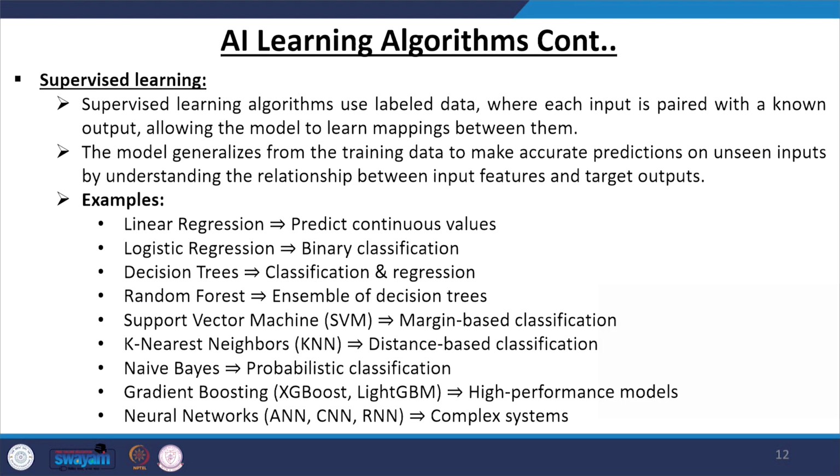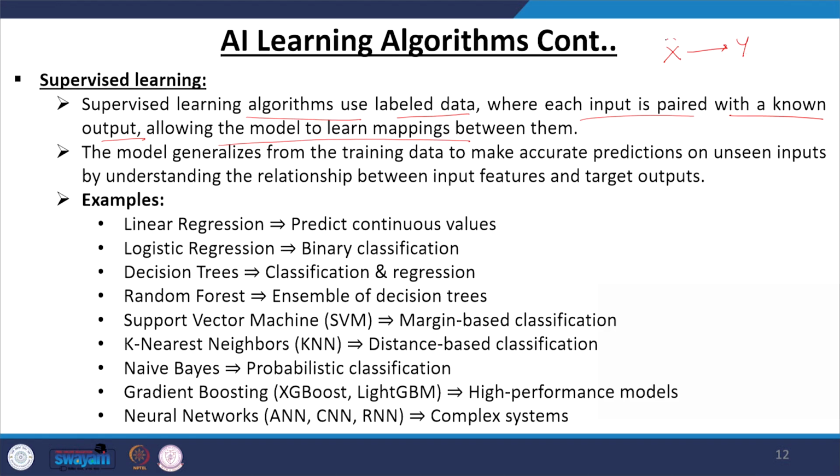Then the next is supervised learning. What do we do in supervised learning? In supervised learning algorithms, we use labeled data. That means if X is the input data, then Y is the output. For each and every input, we have a targeted output. So each input is paired with a known output, allowing the model to learn the mapping between them.